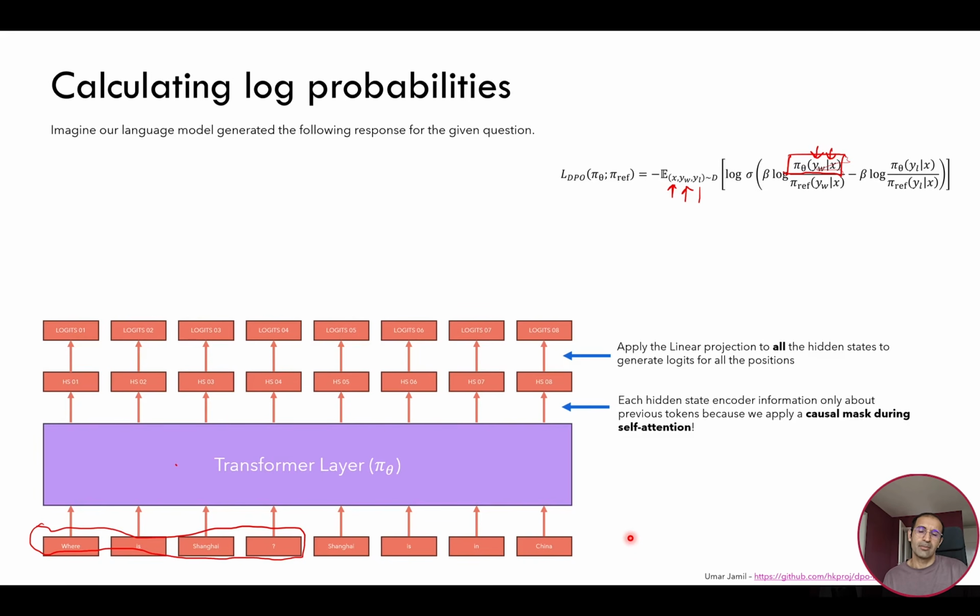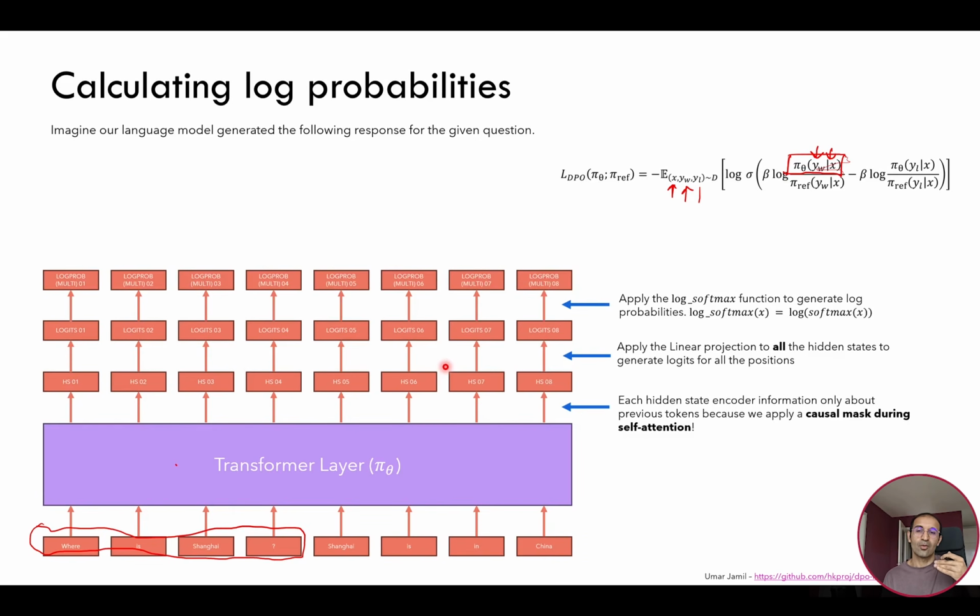But we can do it for all the hidden states. We are not forced to only use the last one, because each hidden state encapsulates information about itself and all the tokens that come before it. So we can take these logits and then we can also convert them into probabilities. But we do not want probabilities, we want log probabilities, because as you can see here we have this log function here. So instead of applying the softmax, we can apply the log softmax to each of these logits.